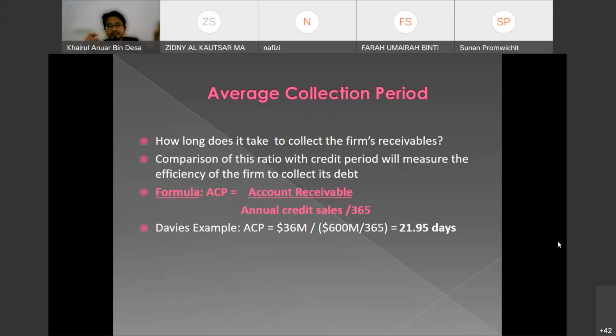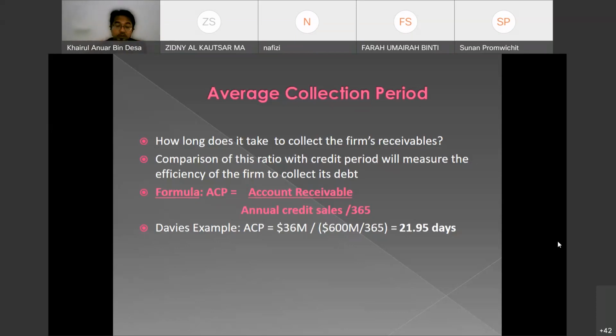Let's say last year, our company able to collect only 14 days. Okay, only 14 days. But this year, our company only able to collect 22 days. Jadi 22 hari tadi tidak bagus, jika kita bandingkan dengan last year, 14 days, only 14 days.